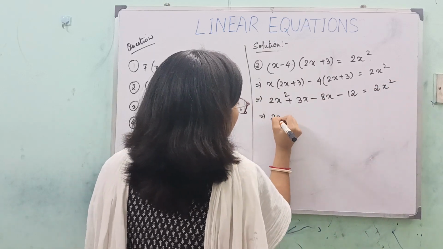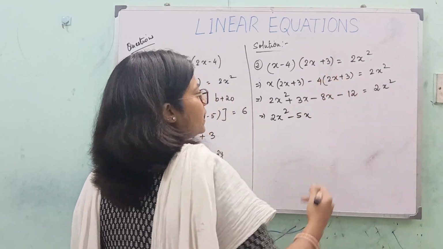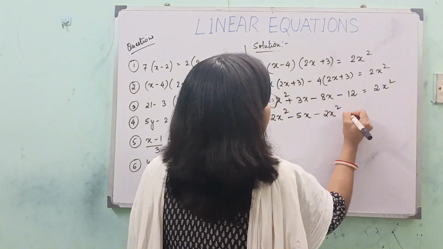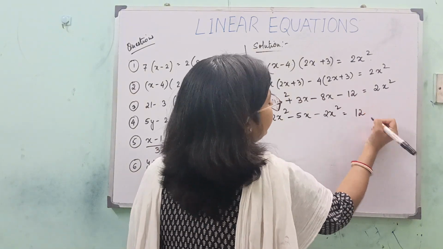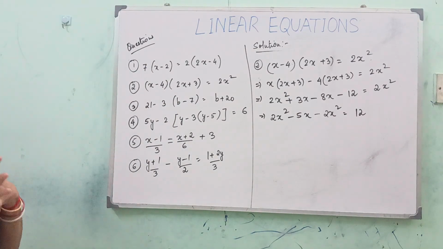So this becomes 2x square, this is minus 5x. Now we'll bring the x square to this side, minus 2x square, and take the minus 12 on the other side, making it a plus 12. So what did we do? We are bringing all the terms containing x and x square on one side, and the constant terms have been shifted to the right hand side.